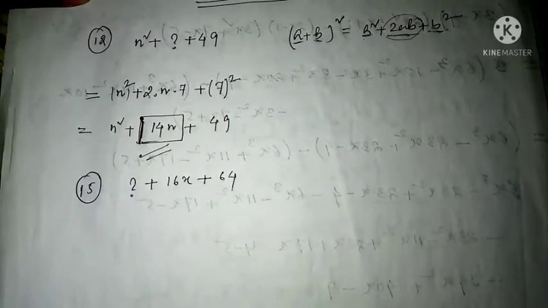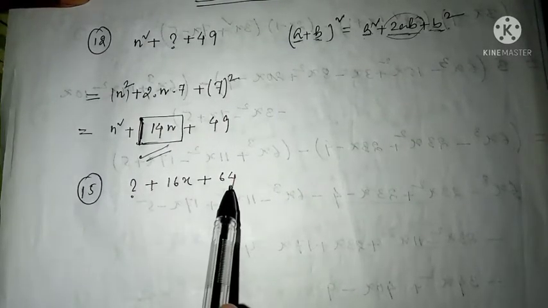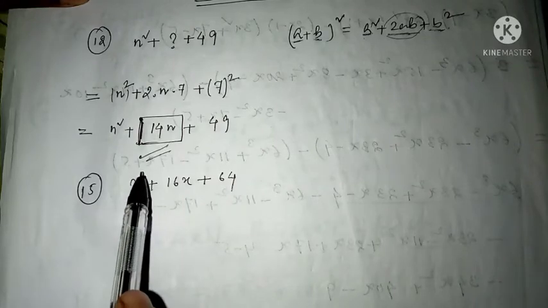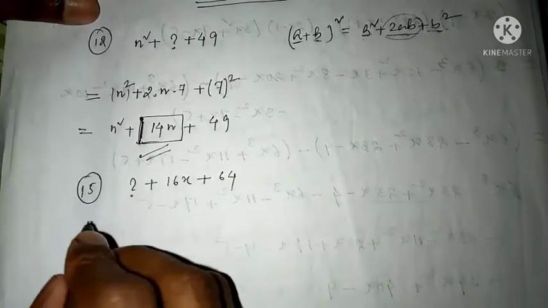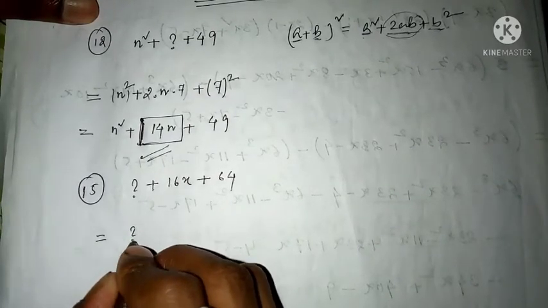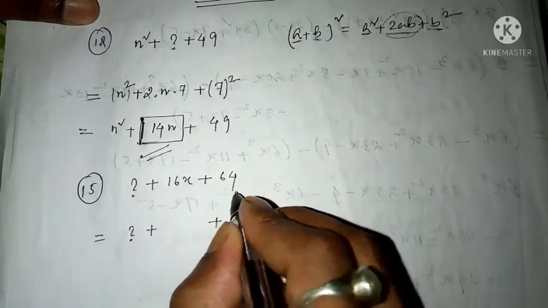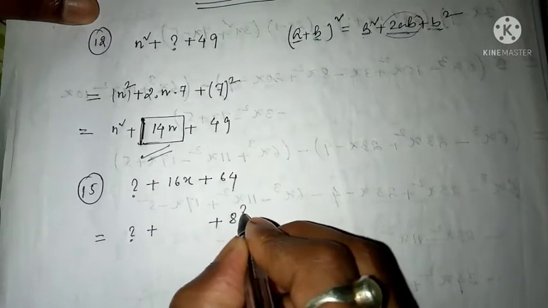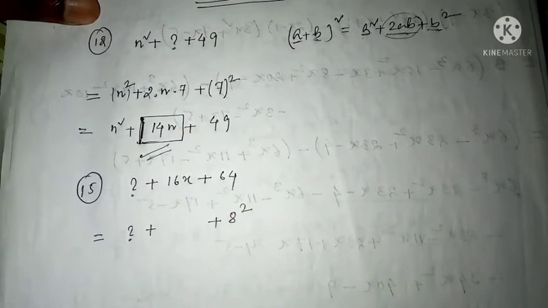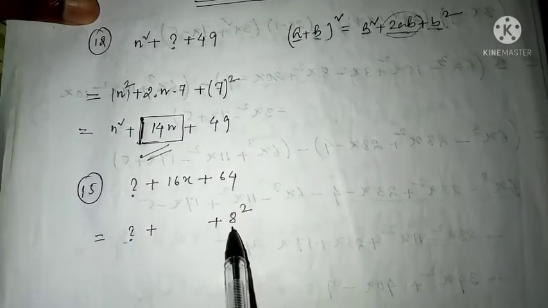Now see here, in this question our first term is missing. The second and the third terms are given. Now we need to find out the first term, which is not known to us, so I'll write a question mark as it is here, plus this third term, 64. 64 means the square of 8. Now see here, according to the formula, this term is not known to us, but this term is known to us.